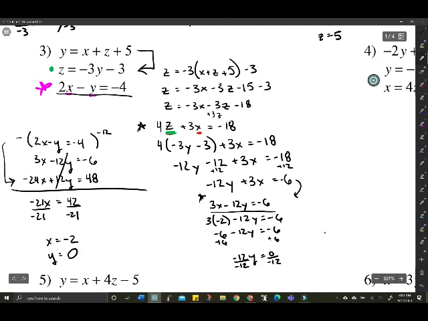And then to find z, I could use the green equation. Negative 3 times 0 is just 0. So z must be negative 3. All right, so another bit of a challenge for you. Hopefully you got that one.